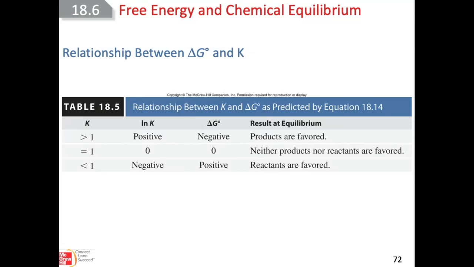But if the K is less than 1, that means when equilibrium is established, your denominator, which is the concentration of the reactants, is greater, and the reactants are favored at the equilibrium. So this is how you can interpret this.